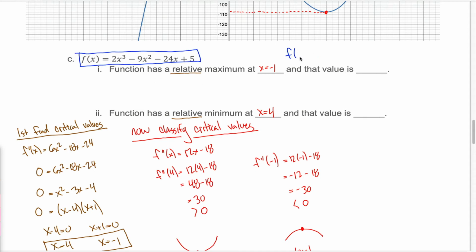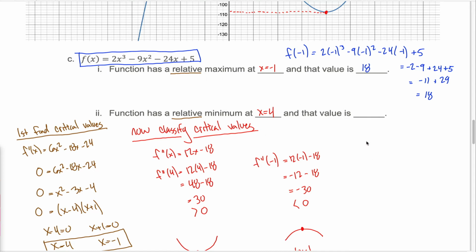To figure out the value of my relative maxima, I just have to evaluate f of -1, which is 2 times -1 cubed minus 9 times -1 squared minus 24 times -1 plus 5. Let's see, -1 cubed is -1, -1 times 2 is -2, -1 squared is +1, and +1 times -9 is -9. -24 times -1 is +24, and then I got +5. I got 29 on the positive side, and I got -11 on the negative side. -29 plus 11 is 18. The value of my relative maximum is 18.